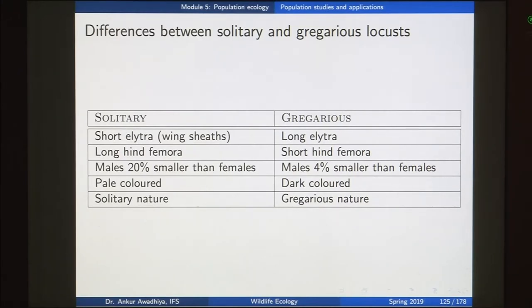Now, this was known for quite some time, that you are seeing these locusts that come in large swarms, and when they come, they decimate the whole of the crops. So, this has been known since antiquity. Even if you look at the Old Testament, you will have references to these locusts that are coming and acting as a plague for the society.